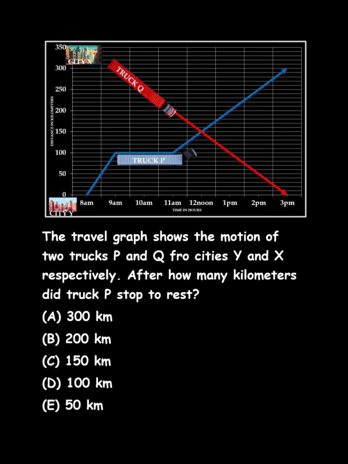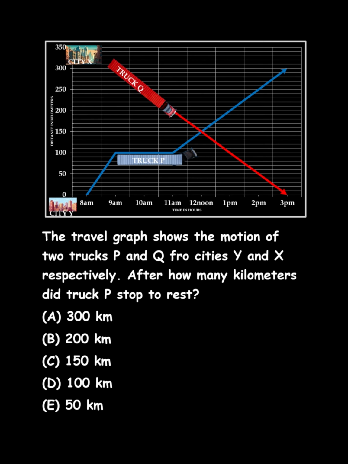The travel graph shows the motion of two trucks P and Q from cities Y and X, respectively. After how many kilometers did truck P stop to rest? A. 300 kilometers. B. 200 kilometers. C. 150 kilometers. D. 100 kilometers.